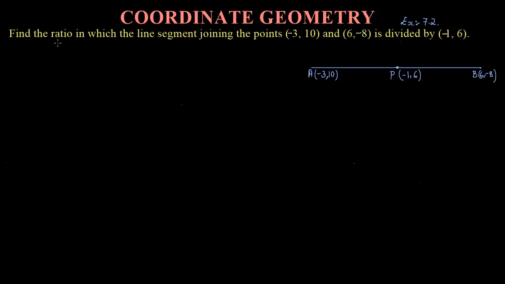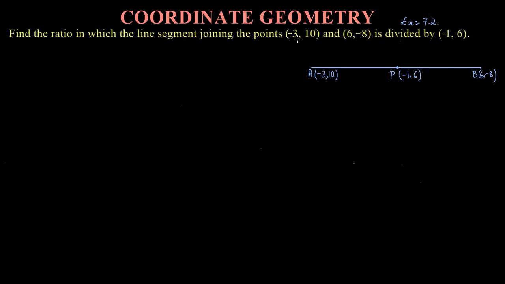In this video, I am going to discuss with you how to find the ratio if the two endpoints of the line are given to you, and also if they have given you the point which divides this line into two parts. Okay, so this is the fourth question of exercise 7.2 of the chapter Coordinate Geometry from the NCERT Mathematics textbook. Here they are asking you to find the ratio in which the line segment joining the point this and this is divided by this point.